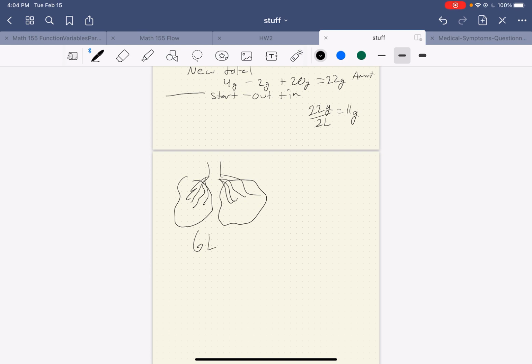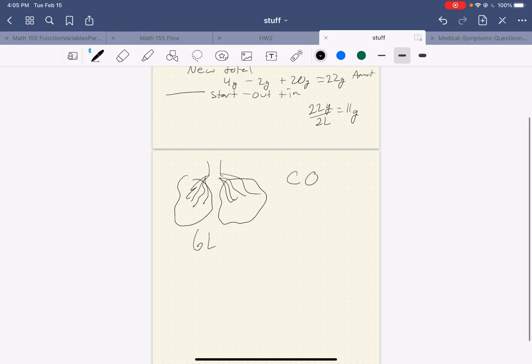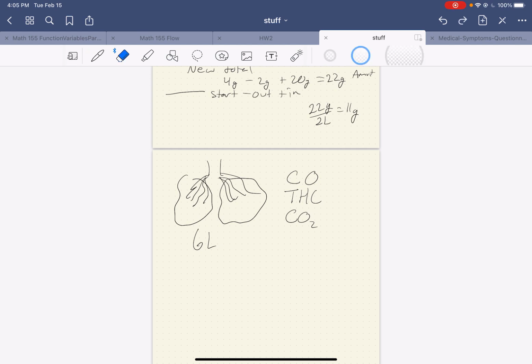And maybe there's a chemical that I care about inside of my lungs. Maybe inside of my lungs, there's some carbon monoxide, that's some nasty stuff. Or hey, we're in Colorado, maybe there's some THC. Or maybe you're running into a burning building and we also care about CO2, in which case you probably care about both of these. In any case, the point is there's some kind of substance, okay? And millimoles per liter is the way we're going to measure this substance.